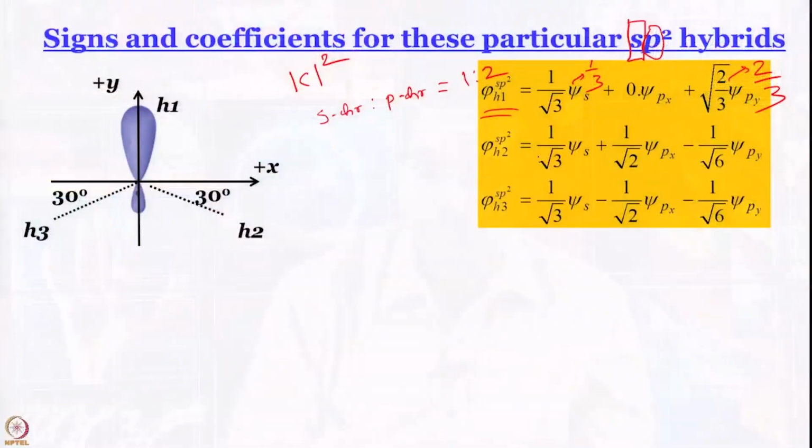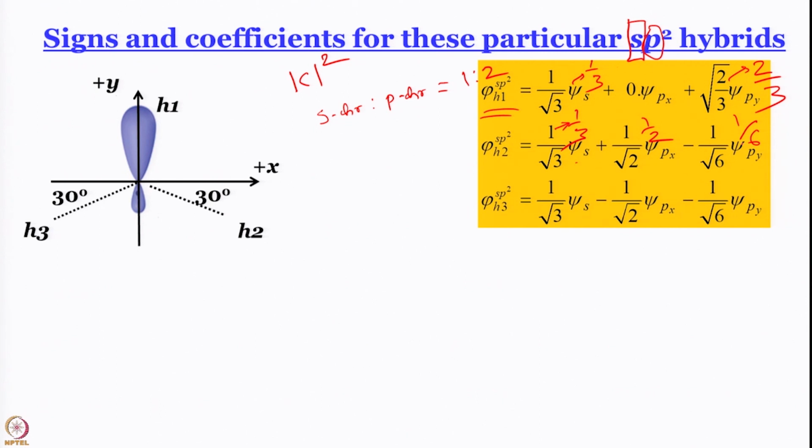Let us look at H2. What is the contribution of S orbital? That is a foolish question now because contribution is same, 1/3. What is the contribution of psi px? It is actually half. What is the contribution of py? It is actually 1/6. So, what we see is that px contributes to a greater extent than py. This is half and this is 1 by 6.